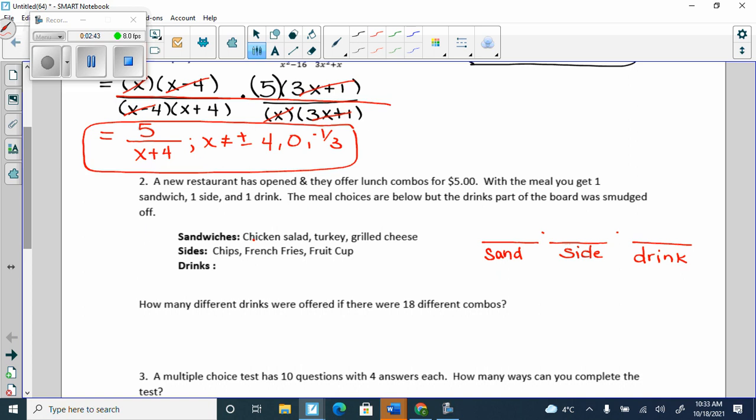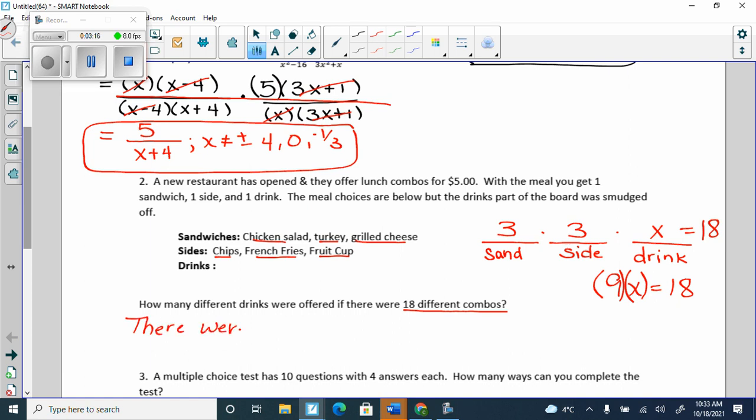So the number of sandwiches, 1, 2, 3. Number of sides, 1, 2, 3. Number of drinks, and now it says how many different drinks were offered if there were 18 different combos. So this would have to equal 18, right? We don't know this one. So that's 9x equals 18. So what would x have to be in order for this to be true? 2, right? 9 times what is 18? 2. So how many different drinks were offered? There were 2 different drinks offered.